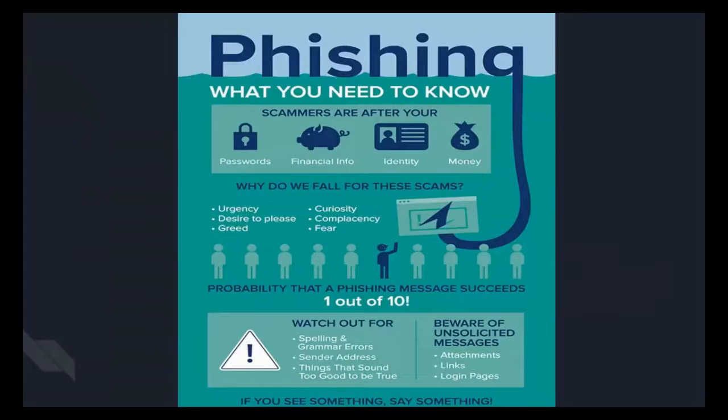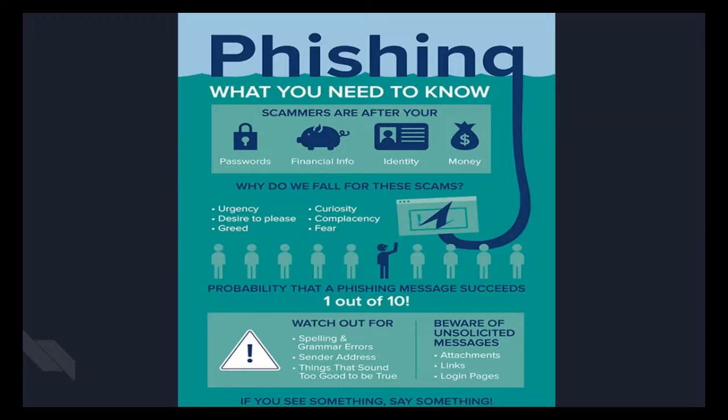So here's just a brief summary of what you need to know. Let's start off with what scammers are after. They're usually after your passwords, your financial information, your identity, and your money. And we usually fall for these scams because there's a sense of urgency. They're asking you to do something right now, so you're not really thinking very straight.